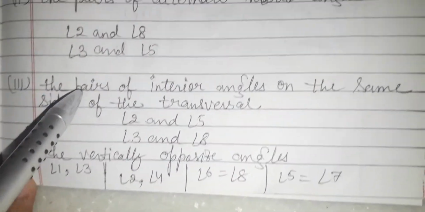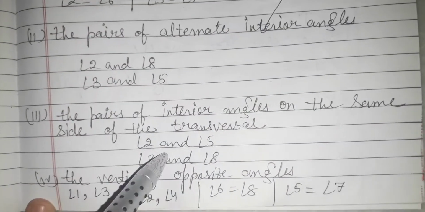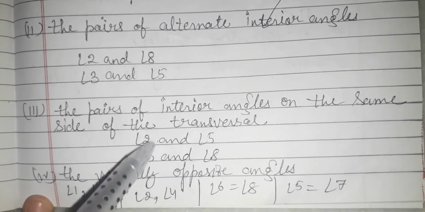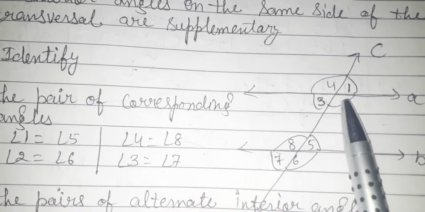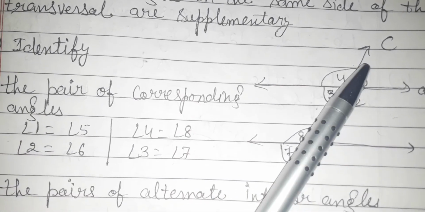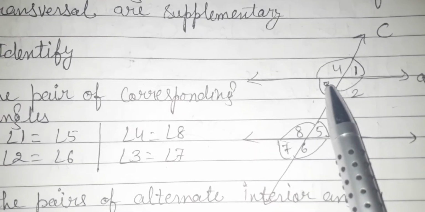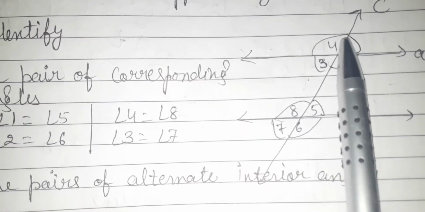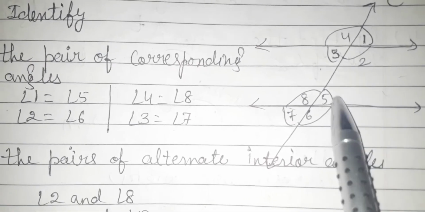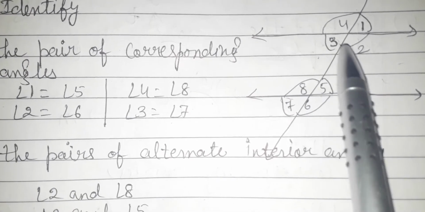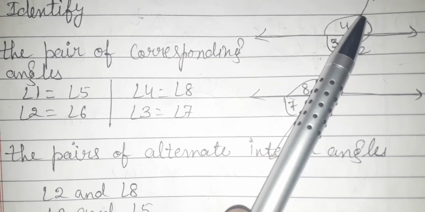Third question is the pairs of interior angles on the same side of the transversal. Look at this figure. Here are interior angles. These two angles are interior, angle 2 and angle 5 on the same side of the transversal, and the second is angle 3 and angle 8 on the same side of the transversal, and both are interior. This pair is also interior, and they are on the same side of the transversal.